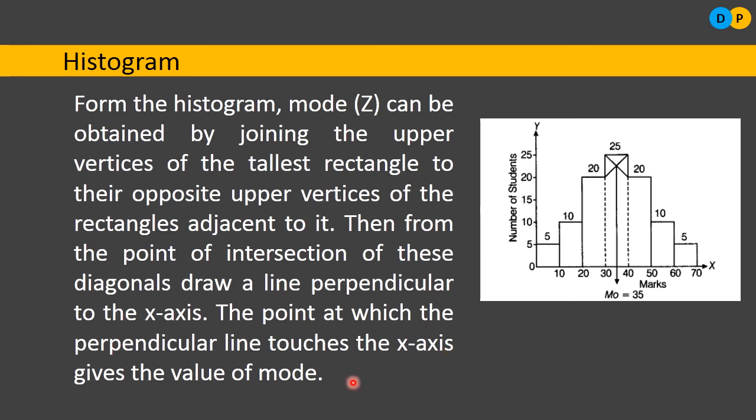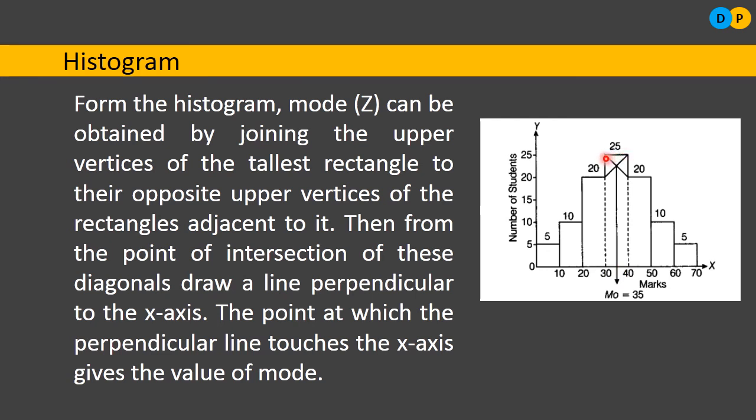If you want to find out that mode using a histogram, is it possible? Yes, of course it is possible. There is a very simple way: from the histogram, mode can be obtained by joining the upper vertices of the tallest rectangle to the opposite upper vertices of the rectangles adjacent to it. First of all, we need to identify which is the tallest rectangle. Here in this example, the tallest rectangle is the 30 to 40 class interval, with frequency 25.